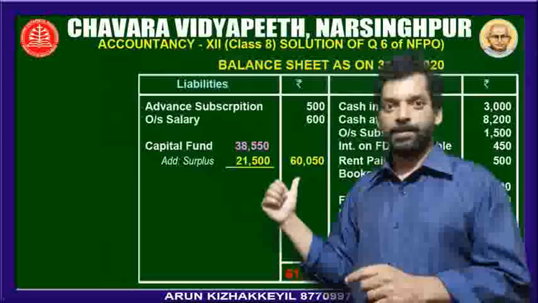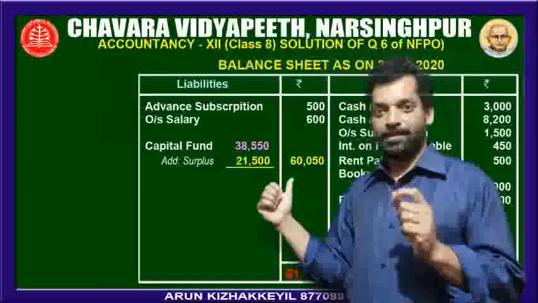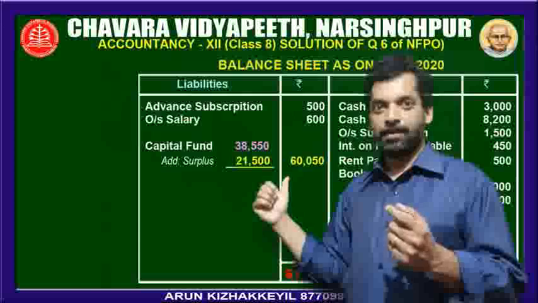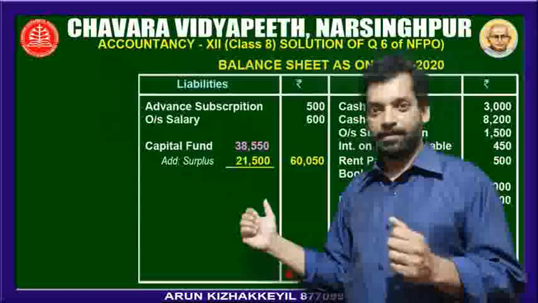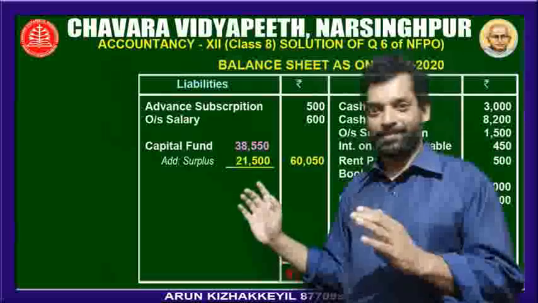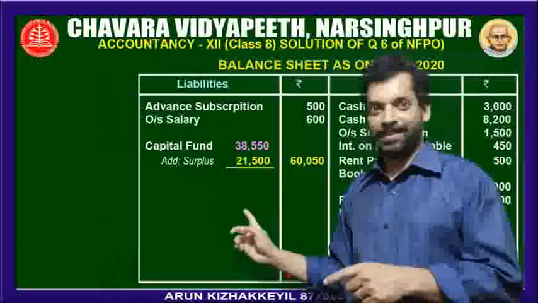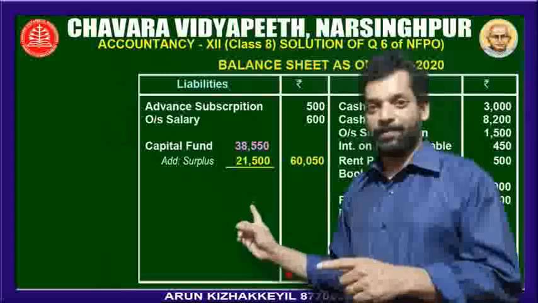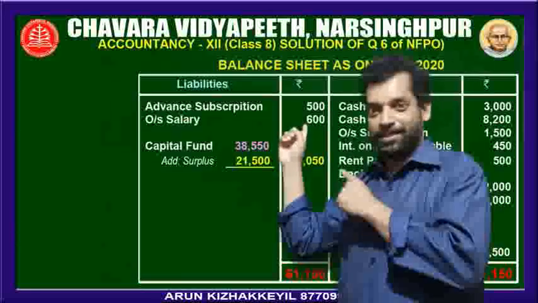Okay. Then the liability side. So on the liability side, advance subscription. See in the RNP account, third line of next year, the amount is given 500. Then outstanding salary 600. Just like the final accounts balance sheet of a trading organization, where capital had net profit, like that capital fund 38,550. From where did we get 38,550? From the opening balance sheet. That's why it is important to prepare the opening balance sheet.